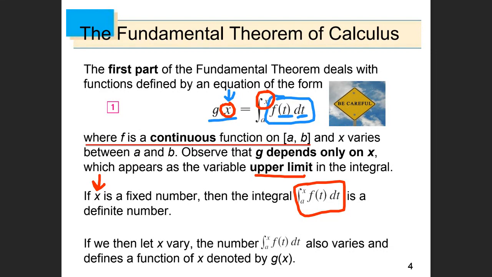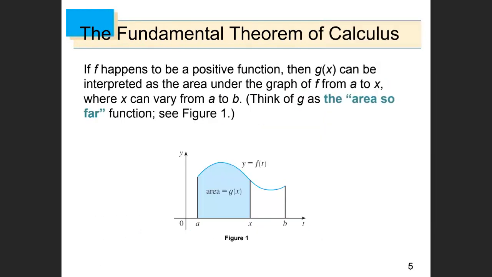However, if we let x vary, then this whole thing will also vary. It will not give you a definite answer. Indirectly, you're going to get a function as your output, and it will be a function of x denoted as g of x.